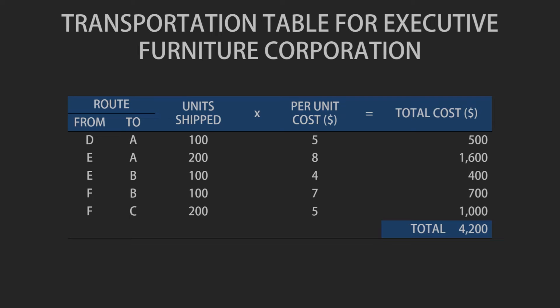We can easily compute the cost of this shipping assignment. From route D to A, 100 units has been shipped, multiplied by 5 per unit cost, equal to 500 total cost. Next is, from route E to A, 200 units has been shipped, multiplied by 8 per unit cost, equal to 1,600 total cost, and so on and so forth. So the total cost is 4,200. This solution is feasible since demand and supply constraints are all satisfied.